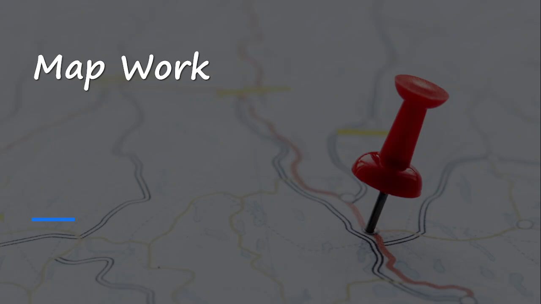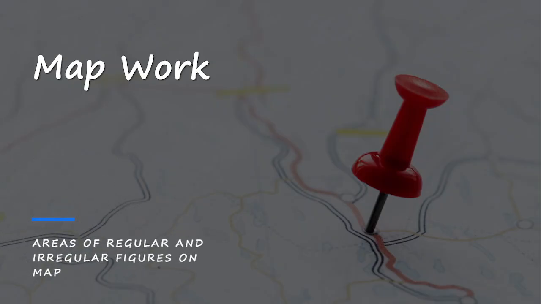Our chapter is map work, and as in our previous video, we discussed how you can measure the straight distances and the curved distances. We saw various methods on how you can do that. So today let's move on to the other part where we'll see measuring of the areas of regular and irregular figures on the map. So we'll be discussing areas of the regular and irregular figures on the map.